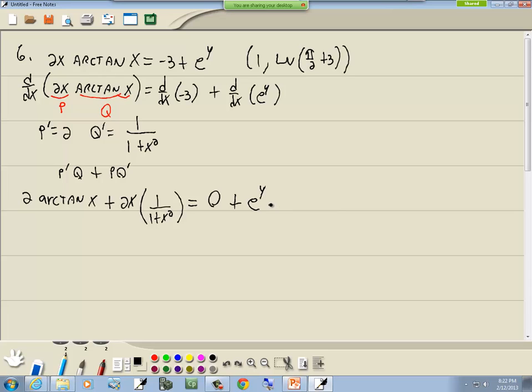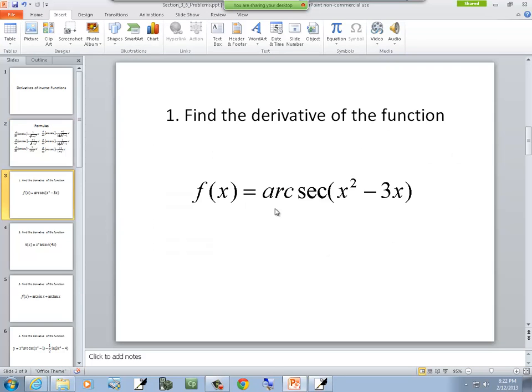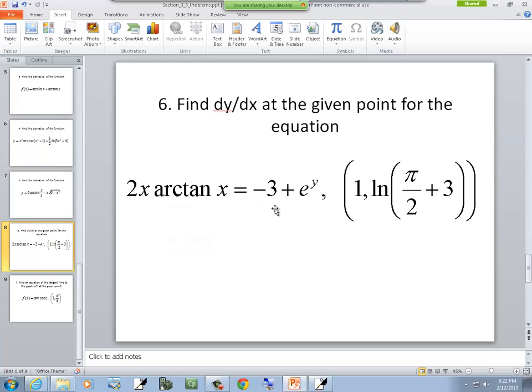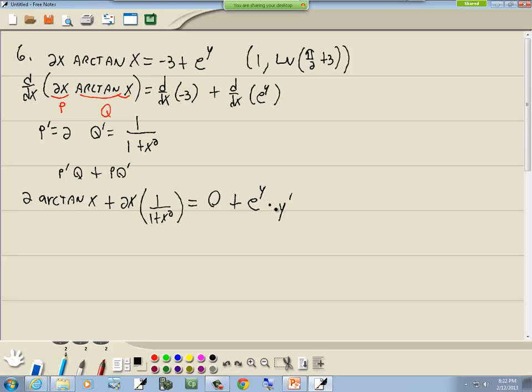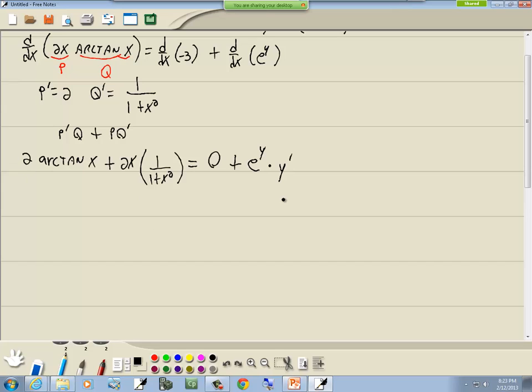Now we're taking the derivative with respect to x, and this is really a y, so we have to throw on our y prime. Or you could put on dy dx, which I think the problem's indicating, since it says find dy dx at a given point. I like y prime because it's a little bit easier to do calculations with. So we got 2 arctangent of x plus, put that 2x up on top, 2x over 1 plus x squared equals e to the y prime.